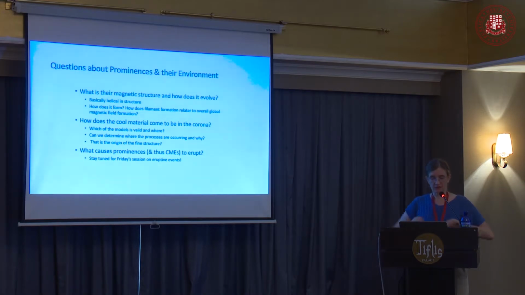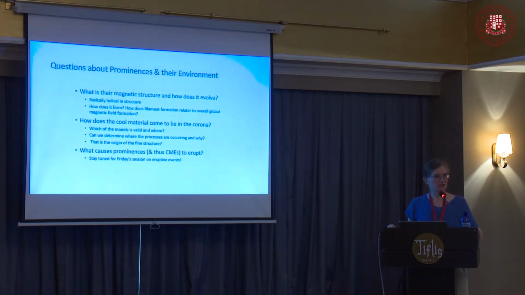There are a number of different ideas out there about where the cool material comes from. So we still have questions about which model is actually valid, where it is valid, and where in the filament these things are happening. If we have jets or heating along different field line foot points, is that happening everywhere along the filament channel? Is it just happening some places? Why?